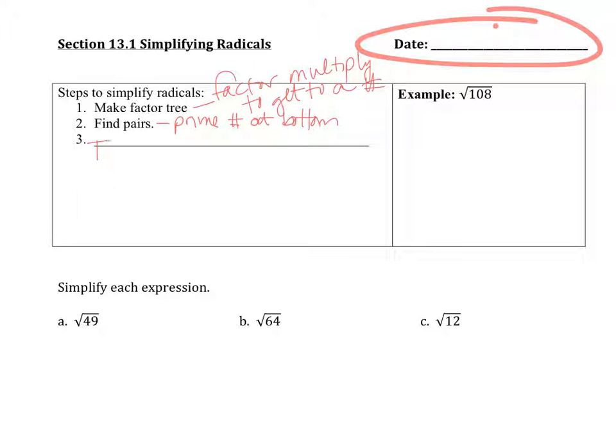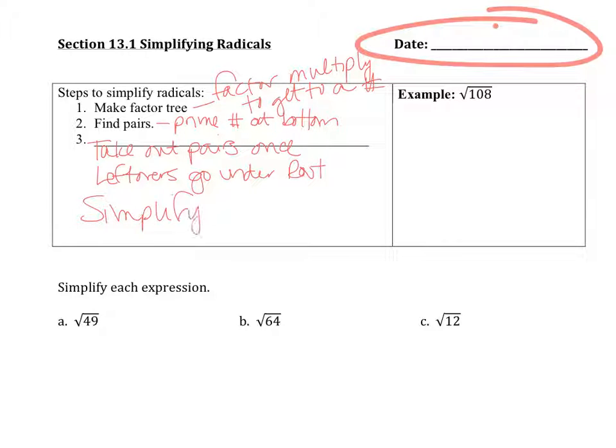Step 3 is you're going to take out the pairs once. And then the leftovers go under the root. And then simplify if you can. Okay, I'll start with a bunch of examples here for you.